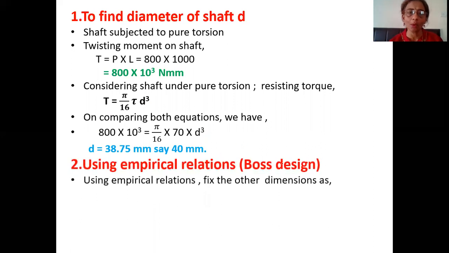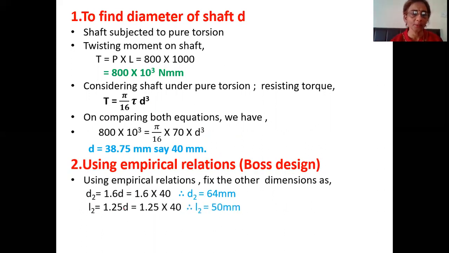The second step is the boss design with empirical relations. The outer diameter of the boss is 1.6 times D, which comes to 64 mm. The length of the boss is 1.25 times D, which comes to 50 mm. And the overhang length, if not given, we would take as 2L2. But here we are given the value 100 mm, so we will take the same value.